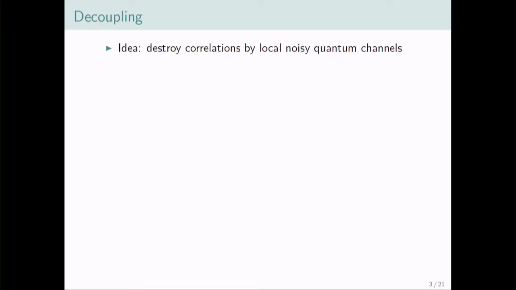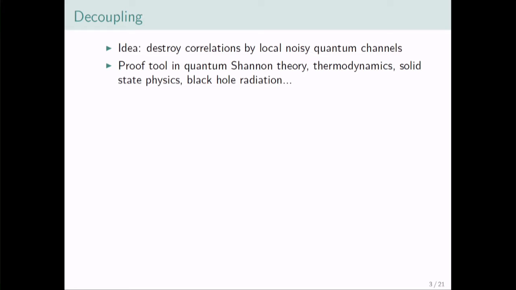So, what is decoupling? The decoupling technique basically boils down to the idea to destroy correlations between two quantum systems by only acting on one of them with a local noisy quantum channel. And this has been a very useful proof tool in many areas of quantum information theory and beyond, like, for example, quantum Shannon theory, thermodynamics, solid state physics, and also black hole radiation, although I don't understand that very much, but I've been told so, at least.